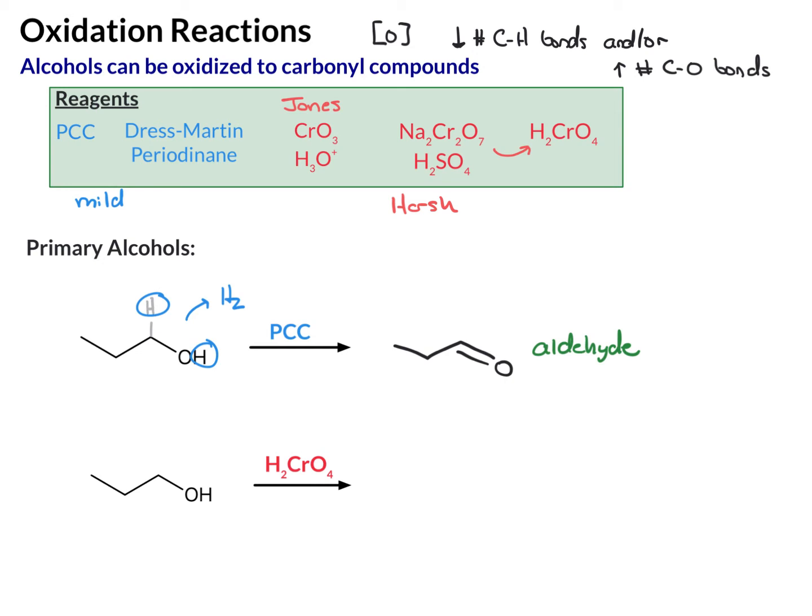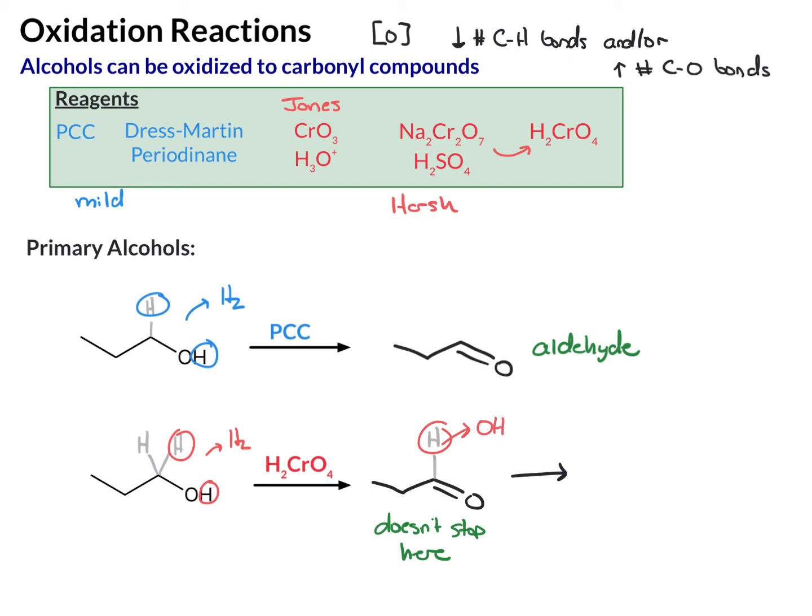Now, if we go to a harsh oxidizing agent, let's see what happens. I'm going to go ahead and draw in both hydrogens on this carbon. In the first step, it's the same thing as the PCC, where you lose the two hydrogens and kind of lose that as H2. So we're left again with the aldehyde, but with the harsh reagent, it doesn't stop at the aldehyde. What will then happen is this hydrogen that's bonded to the carbonyl carbon will become an OH. So the product is now a carboxylic acid.